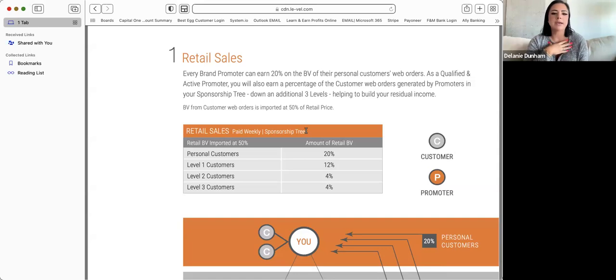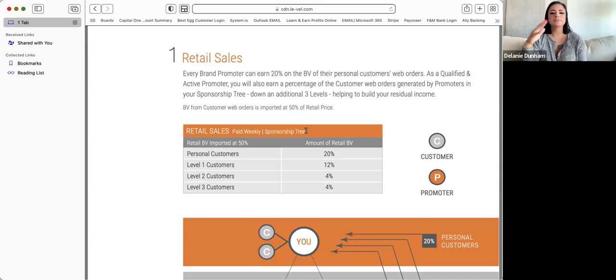What that means is, for example, Amanda is my personally enrolled, right? So when Amanda is selling, I'm making money off of her sales in addition to mine. Now, let's say Chrissy. Chrissy was placed by Courtney underneath me. I'm not making anything off of Chrissy's customer sales on this part of the comp plan. Okay. So pay attention to that as we go through this.